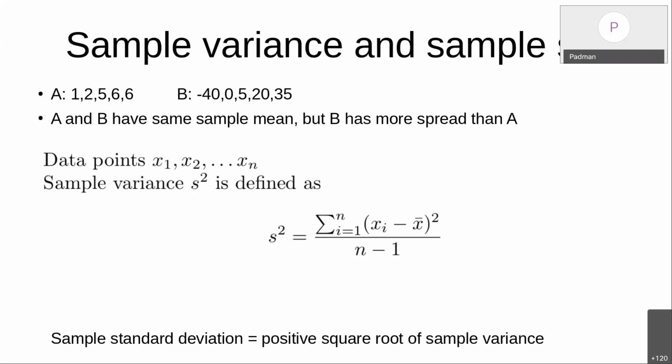And one of the ways to do that is by finding out this variation. So why are we using square here? Why don't we just use xi minus x bar? So that was... The value could be negative. So that, yes.